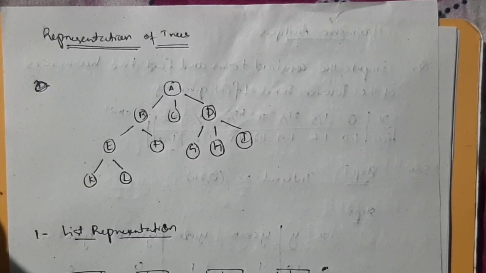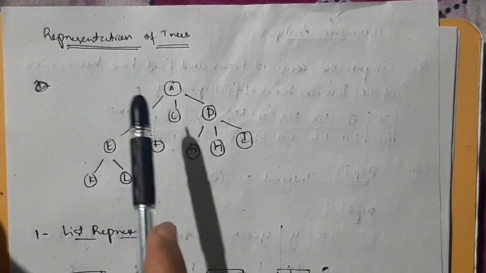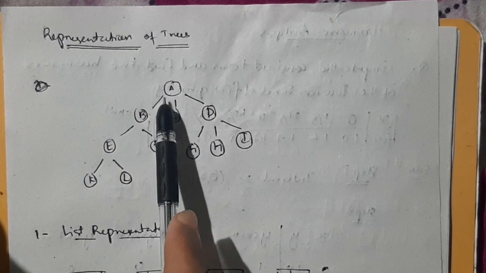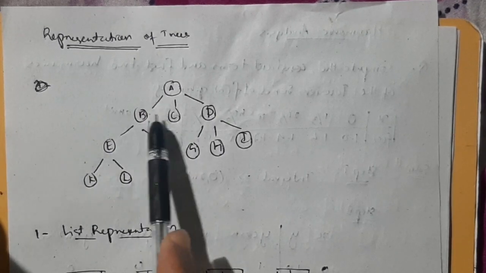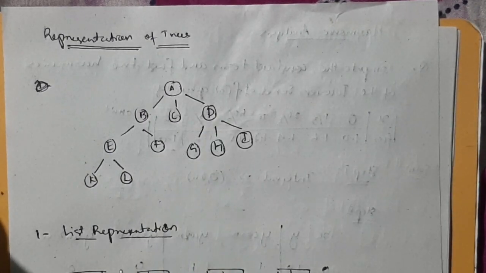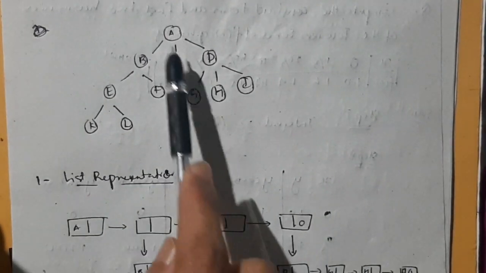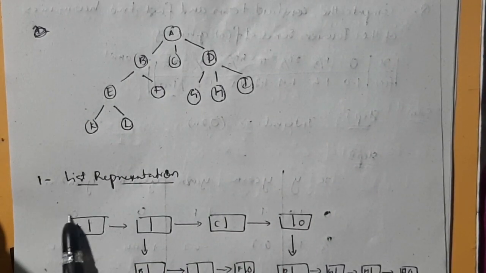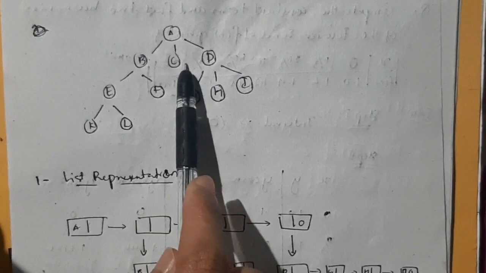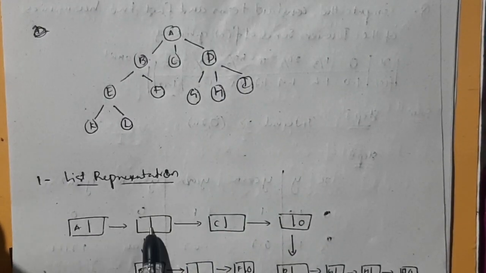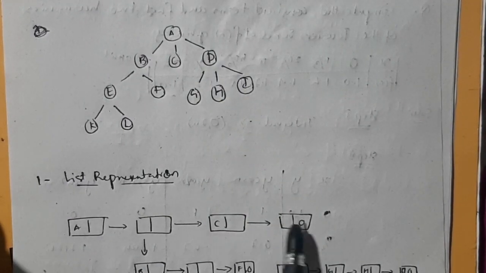Suppose there's a tree and how will you represent it? See, representation of a tree starts from here. A has 3 children, B, C and D. Okay, if it is for list representation, how will you do it? A you will write here and make a box. It has 3 children, B, C and D. So first children will be this, B, then C, then D.